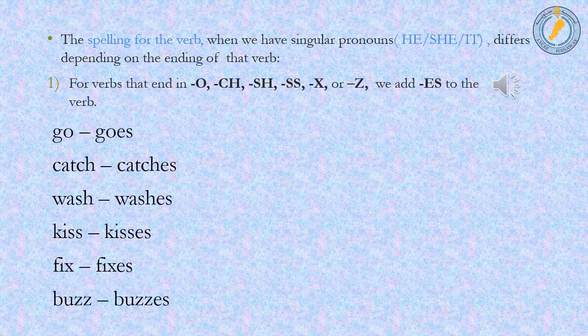The spelling of the verb, when we have singular pronouns such as he, she, it, differs depending on the ending of that verb. What do I mean by that? Let's see together. For verbs that end in O, CH, SH, SS, S, X, or Z, we add ES to the verb. For example, I say go, goes, catch, catches, wash, washes, kiss, kisses, fix, fixes, buzz, buzzes.